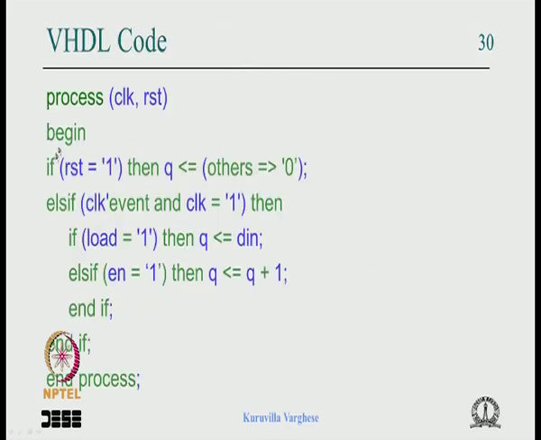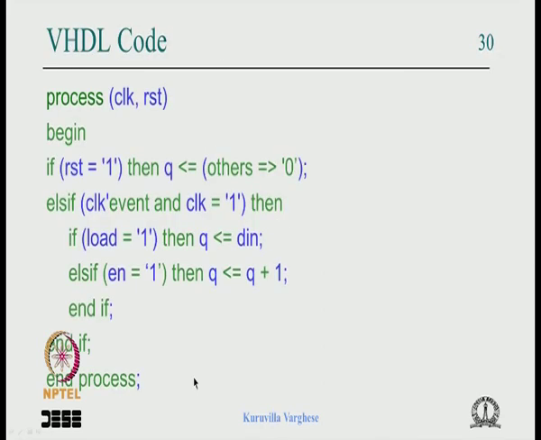So that is it. Process clock, reset, begin: if reset is 1 then q gets all 0, else if clock event and clock is equal to 1, if load is 1 then q gets D in, else if enable is 1 then q gets q plus 1, end if, that means else the q gets q. This is the end if for the main thing, and the end process, okay.